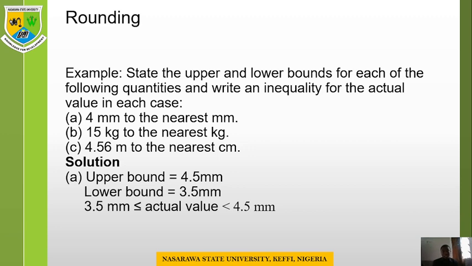The lower bound now is 3.5 millimeter. That is to say, if you subtract that same 0.5 from 4 millimeter, you shall have 3.5 millimeter. Now the inequality for A will be 3.5 millimeter, which is the lower bound, less than or equal to the actual value, less than 4.5 millimeter. You can observe that the actual value is in between 3.5 and below 4.5 millimeter.